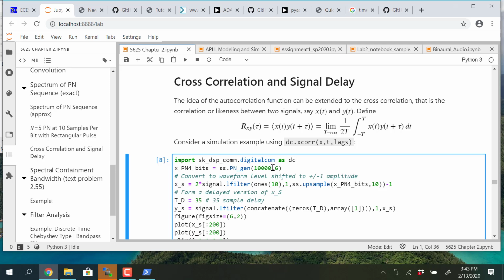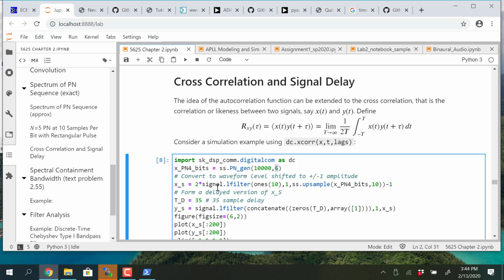I generate a PN code that's 6 stages long, so that's going to be 2 to the 6th minus 1. Is that right? 2 to the 8th is 256, 2 to the 7th is 128, 2 to the 6th is 64, right? So it's going to be 63 bits long.